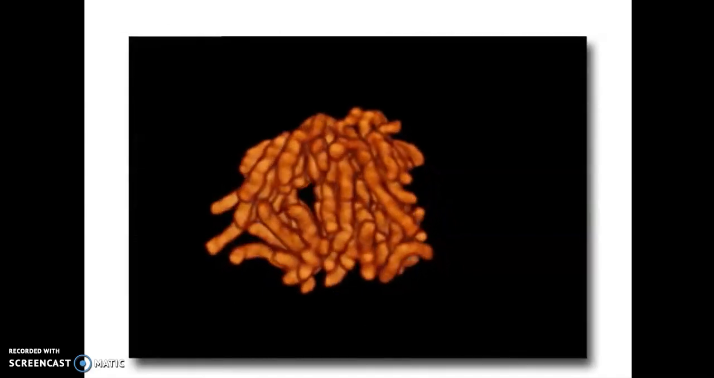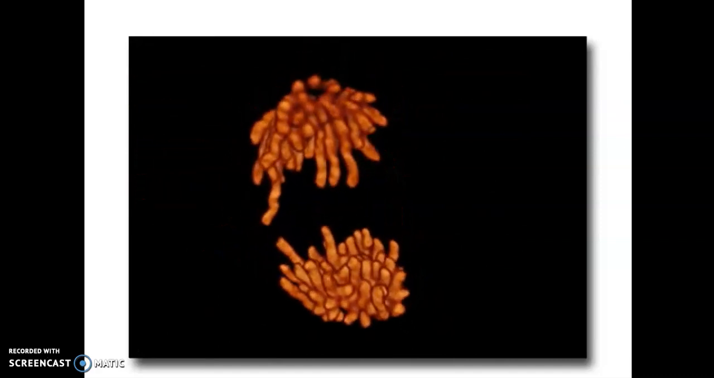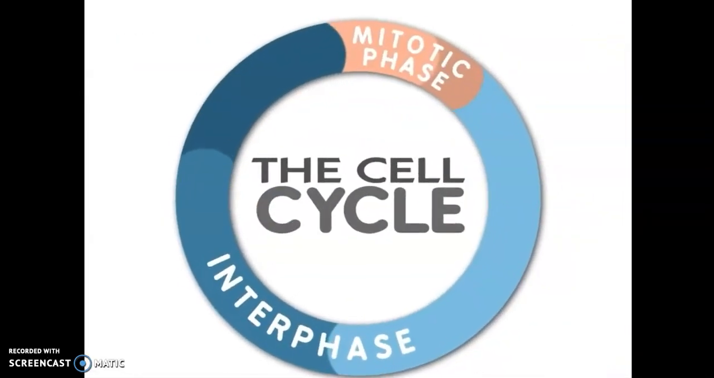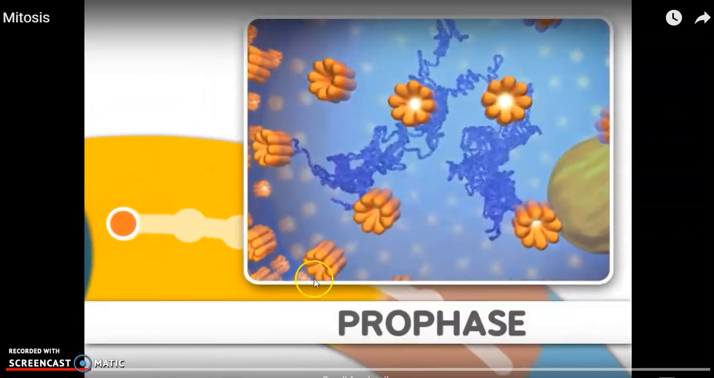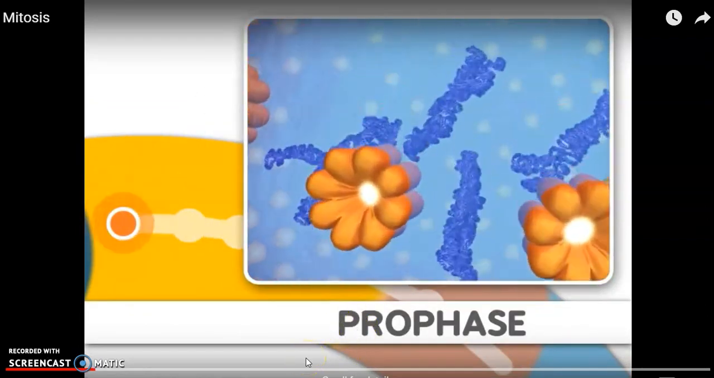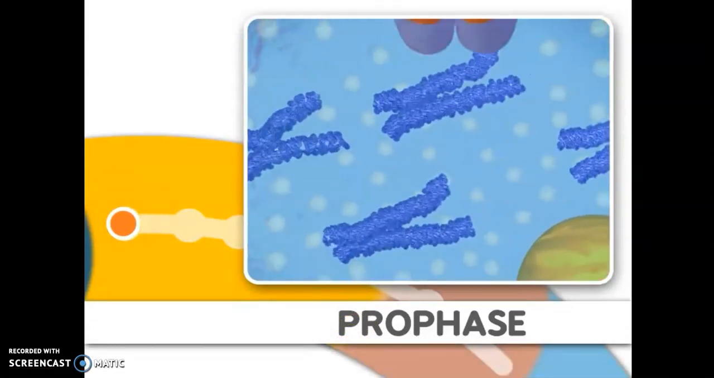Mitosis is the process of dividing the duplicated DNA of a cell into two new nuclei. Mitosis is split into distinct stages. The first stage is prophase. The DNA condenses, organizes, and the classic chromosome structure appears.